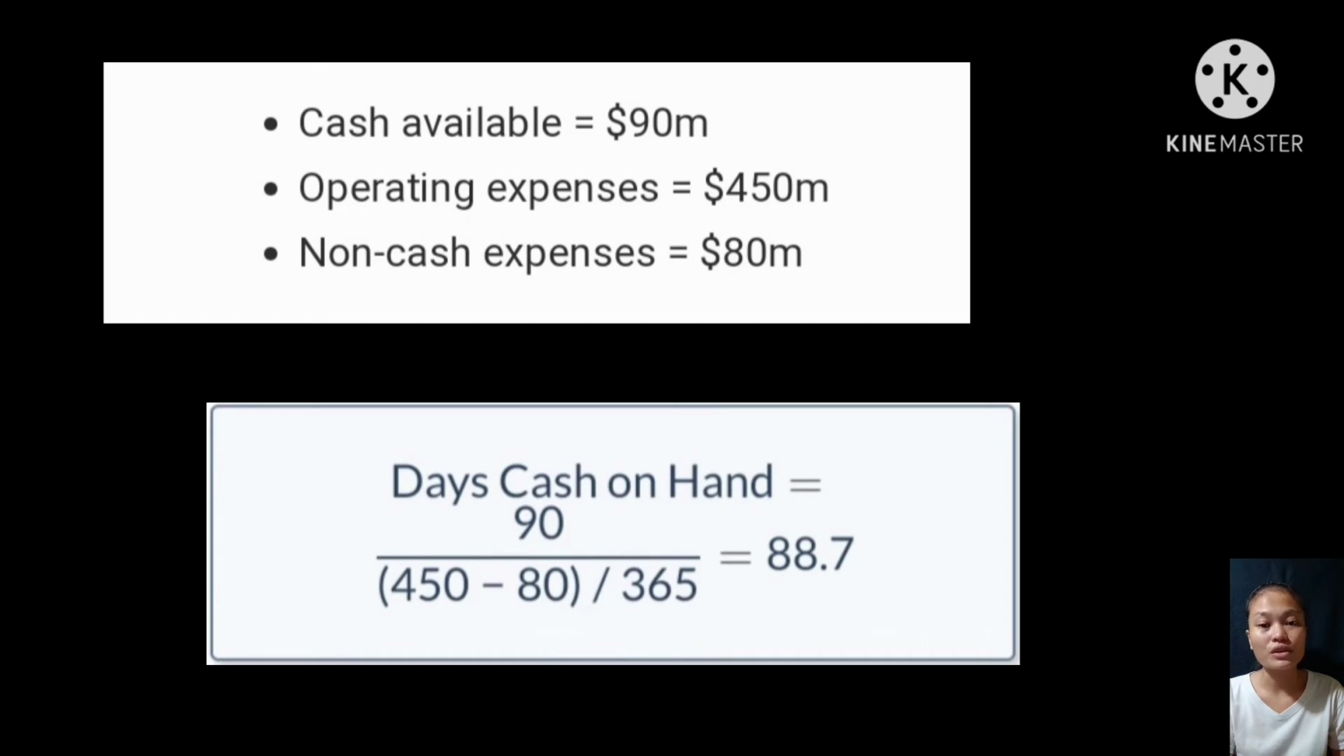Now, let's use our formula. Days cash on hand is equal to 90 divided by (450 minus 80) divided by 365, which is equal to 88.7. In this case, the days cash on hand would be 88.7. This means that Jane's firm has 88 days cash on hand and can operate without profits for 3 months before going bankrupt. This number is amazing because it gives that business time to plan a way to serve customers or get a loan and raise more money.